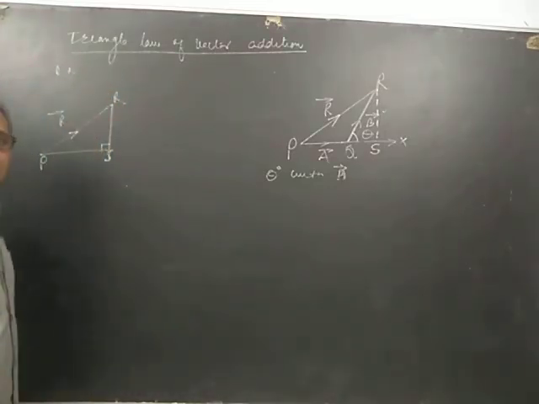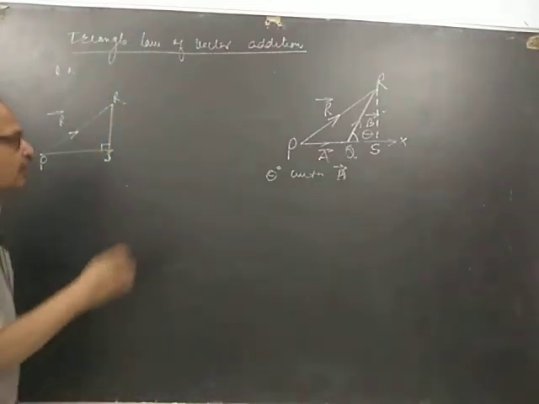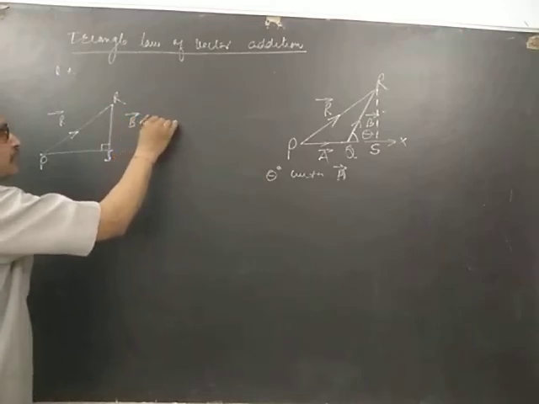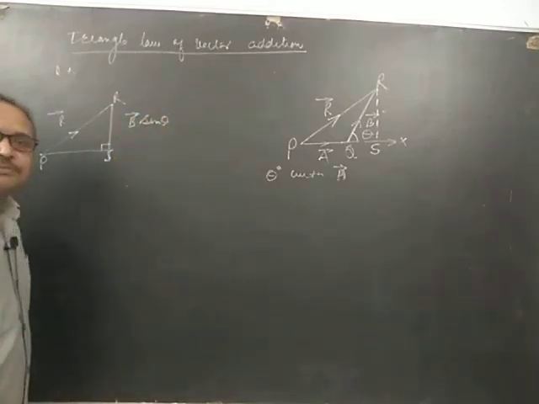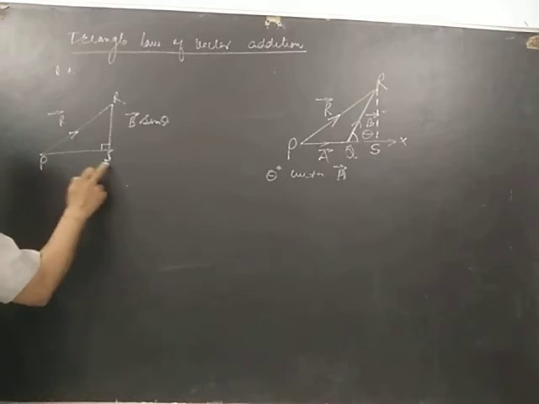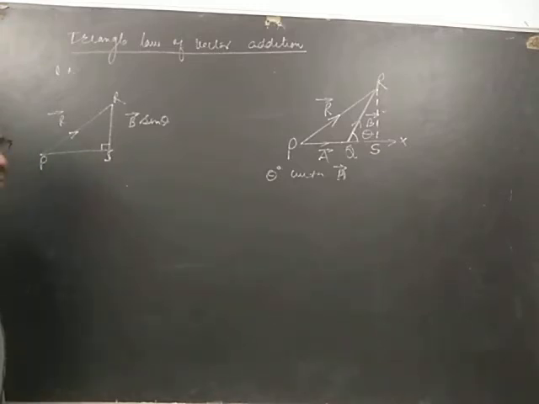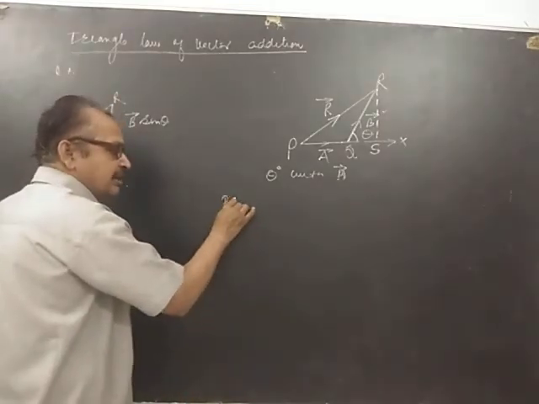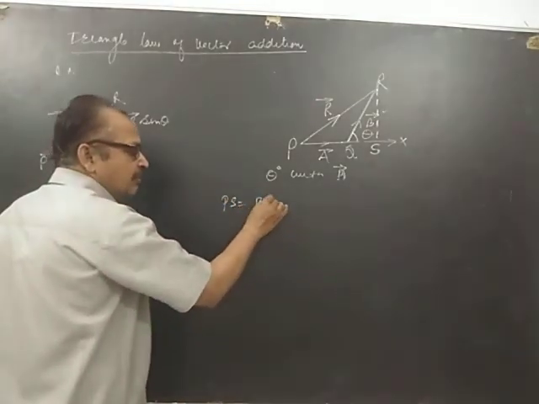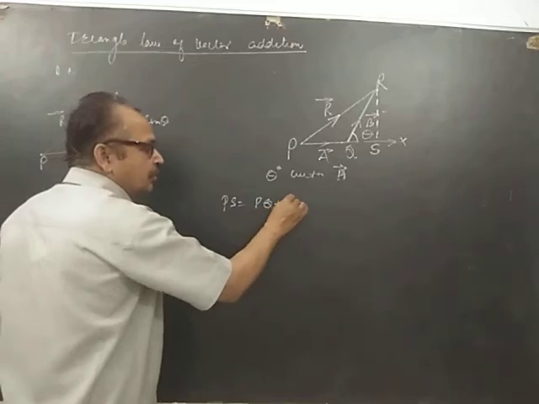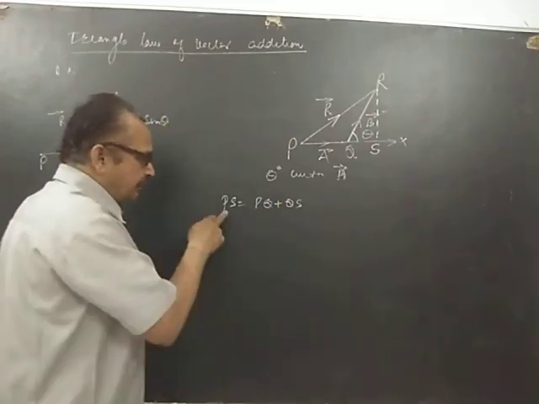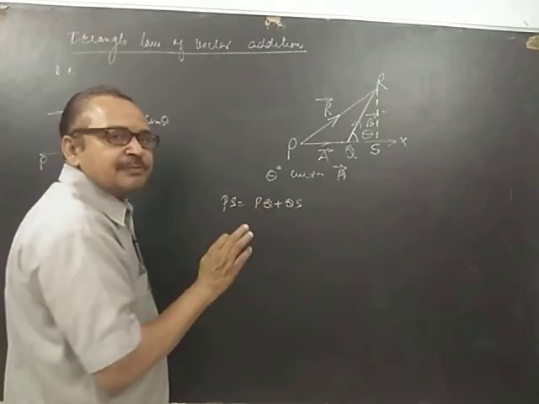You know the value of RS. Just now you have calculated it. It was B sine of theta. Do you know the value of PS? Just try to see. Now what is PS? PS will be equal to PQ plus QS. Am I right? PS will be equal to PQ plus QS.